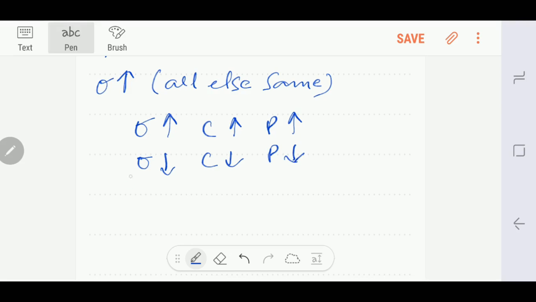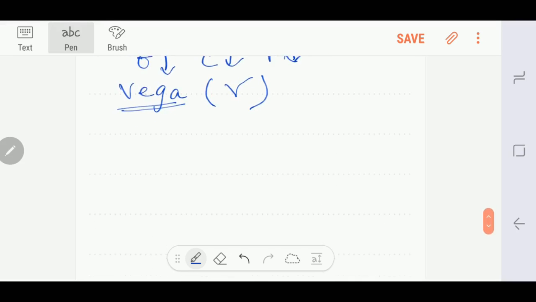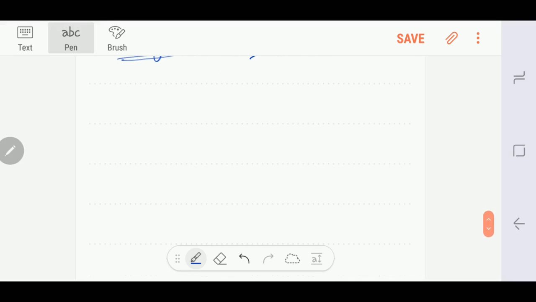Ladies and gentlemen, the change in the option's value in response to a change in the standard deviation of the stock's returns is known as the option's vega. The Greek letter used is vega. This measures the change in the value of the option as a result of a change in the standard deviation of the stock's returns, and it is written like a V. This is a Greek letter, vega. All right, let us move ahead quickly.